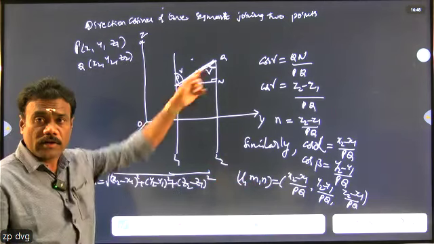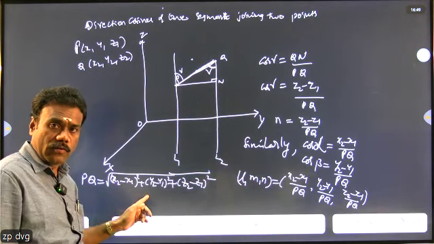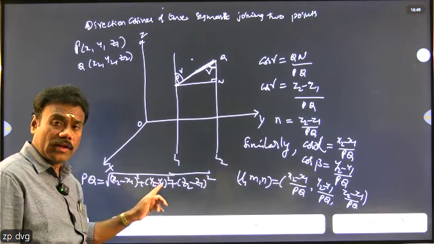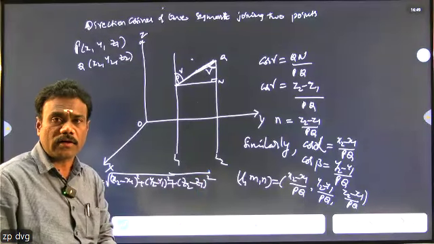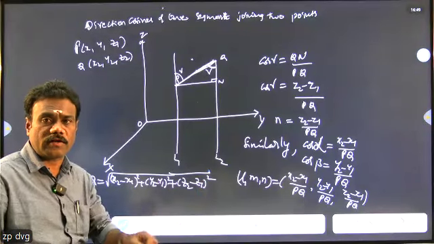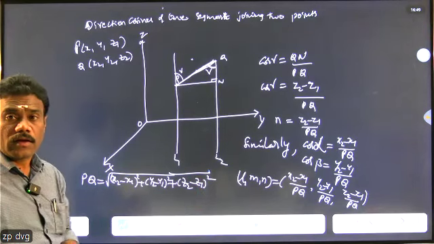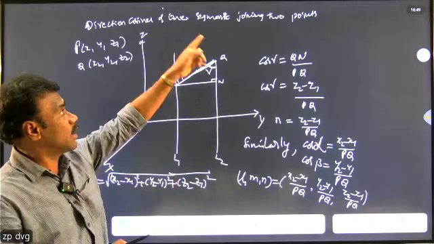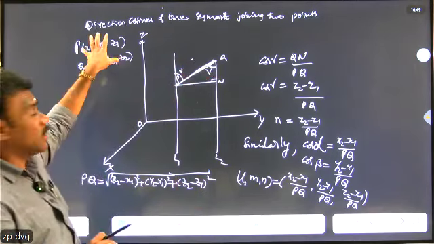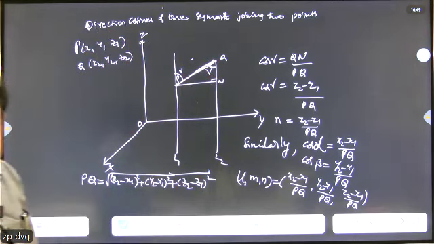PQ is equal to the square root of (x2 minus x1) whole square plus (y2 minus y1) whole square plus (z2 minus z1) whole square. So this is the formula to find the distance between 2 points. Sorry, this is the formula for the direction ratios of a line segment joining 2 points P(x1, y1, z1) and Q(x2, y2, z2), right?